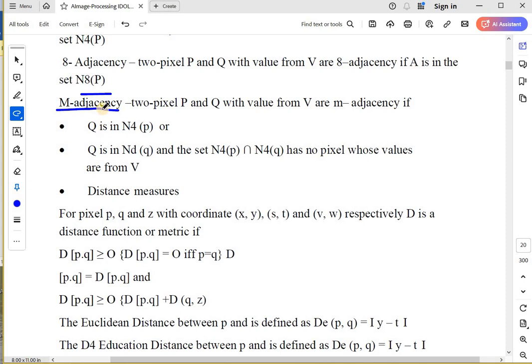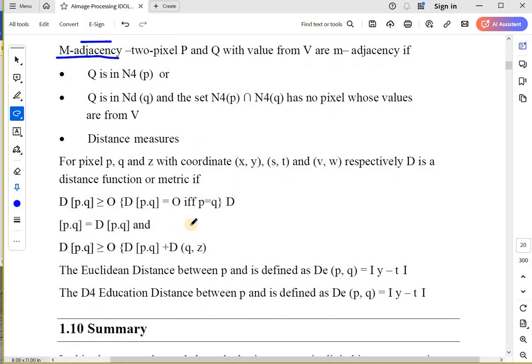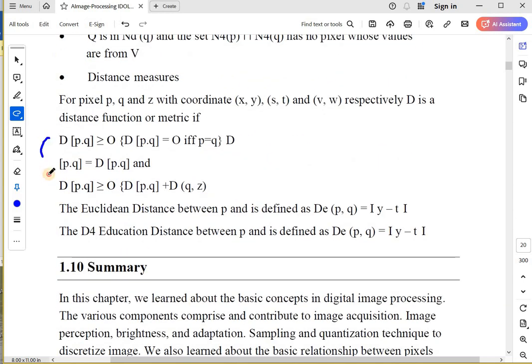M adjacency says that Q is in N4 of P, or Q is in ND of P, and the set N4 of P intersection N4 of Q has no pixels whose values are from V. And the third point is the distance measure. Now how is the distance measured? Distance is measured using these formulas.